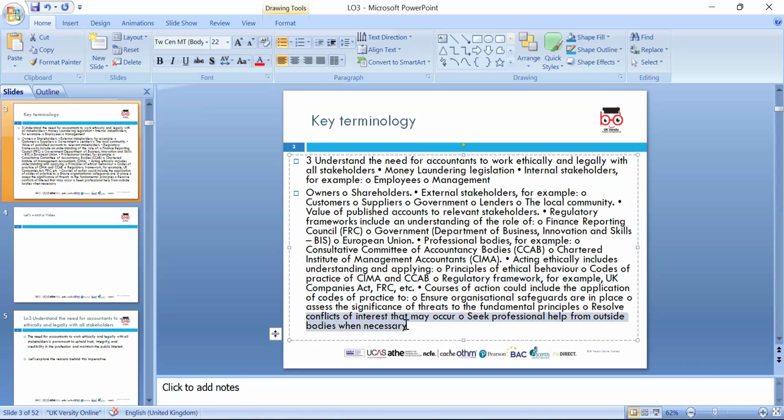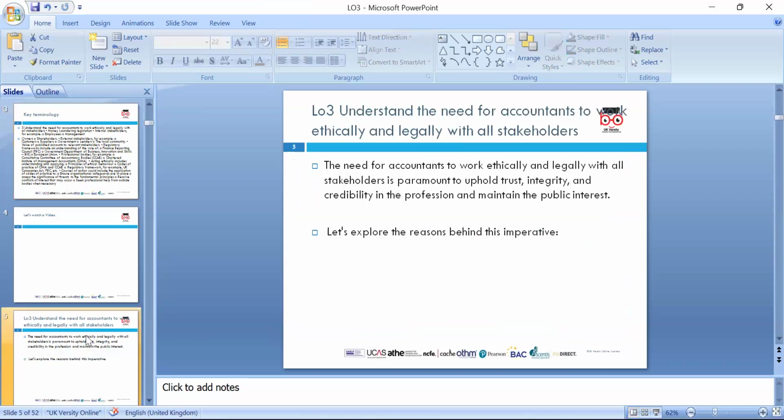Conflict can be intimidation or self-interest, like recommending things for the sake of self-interest. As a professional accountant, we shouldn't. We need to work in the best interest of the wider public and the stakeholders. That's really what we need to do.